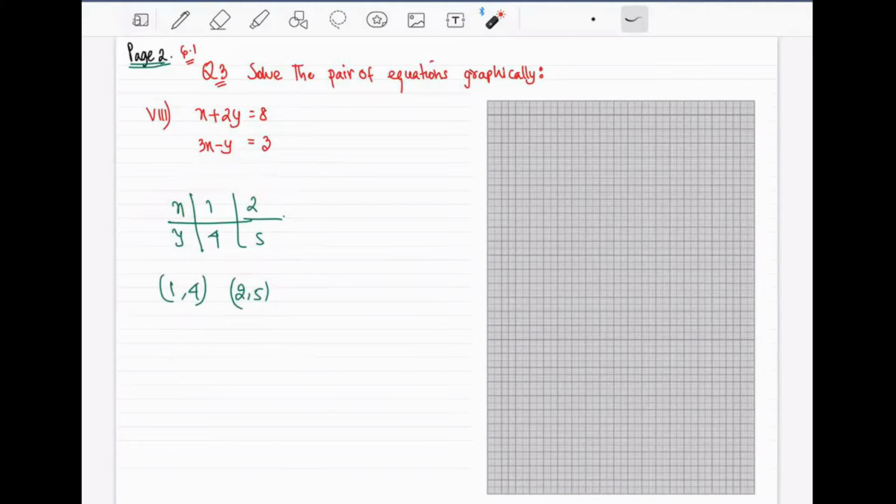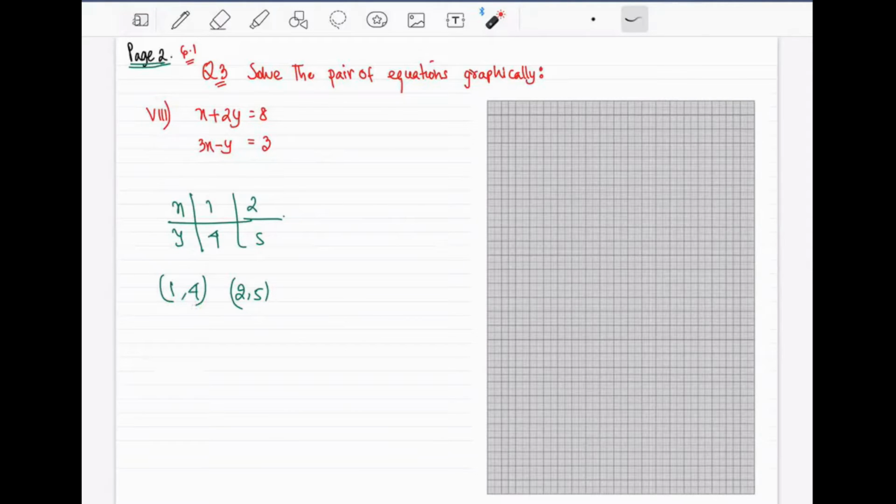And I've also reminded you all about how to plot this point (1, 4). This one is the x coordinate, so you have to go 1 in the x direction. And then if this is positive, you have to go up. There is 4, so you have to go 4 points up. If there is a minus 4 right here, then you have to go 4 points down.